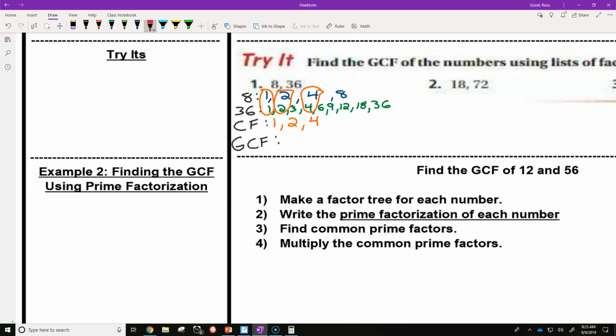Miss Kimbrell, my common factors are 1, 2, and 4. What would be my greatest common factor? 4.